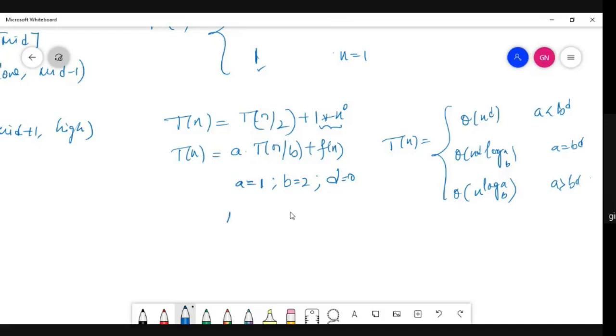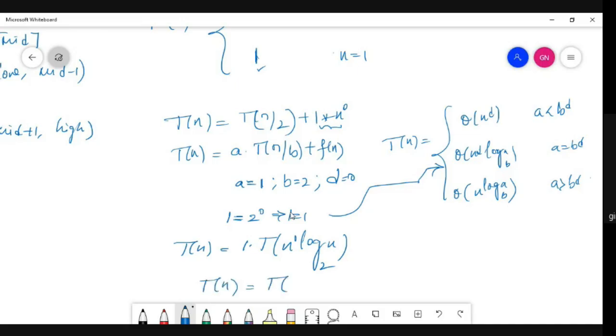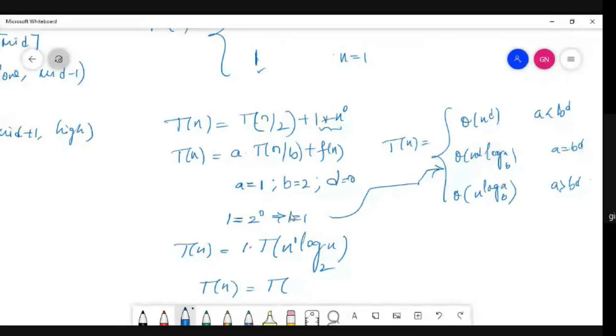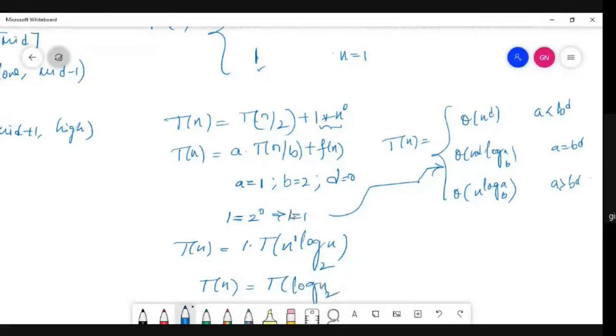Now just relate this. It is nothing but 1 equal to 2 power 0, which in turn 1 equal to 1. Again, it holds good for your second equation. So it is t of n is equal to 1 into t of n power 0 into log n to the base 2. So I get it as t of n, sorry, n becomes 1. So we get it as log n to the base 2.